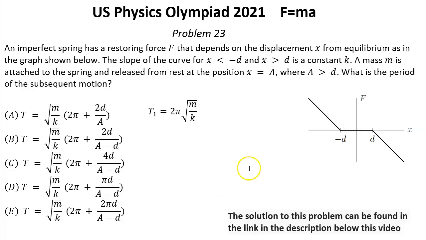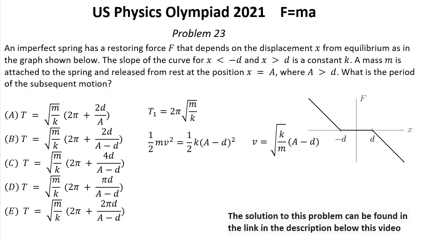Now let's calculate the speed of this mass during motion from negative d to d and back. That we can calculate from energy conservation. And from here v equals the square root of k over m multiplied by (a minus d).